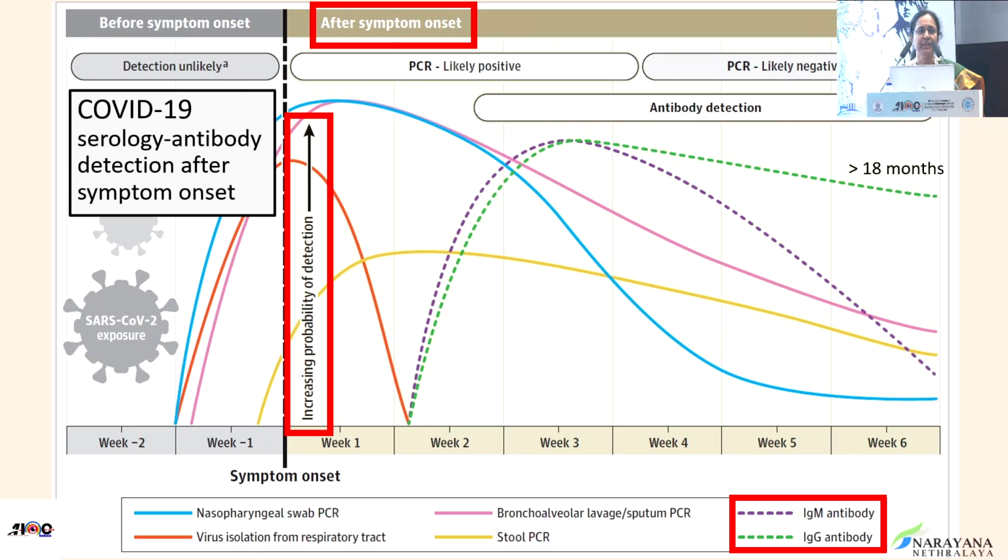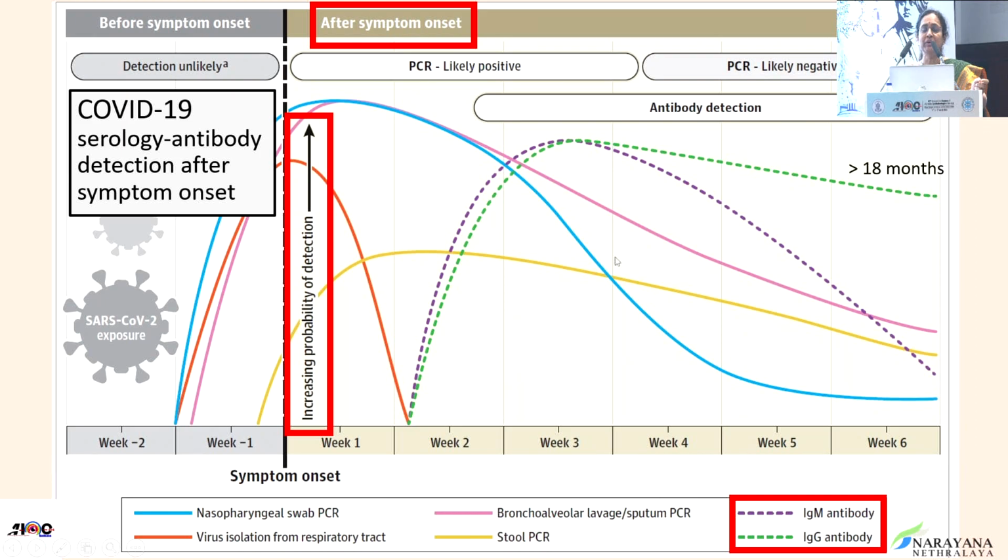After 1 week, depending upon the source of infection, you can do either the nasopharyngeal swab or bronchoalveolar lavage, which in a case of COVID is going to be positive. The antibodies are going to rise only after 1 week. Here you can see the IgM, which usually starts after 1 week and disappears in 6 weeks, whereas IgG can persist more than 18 months.